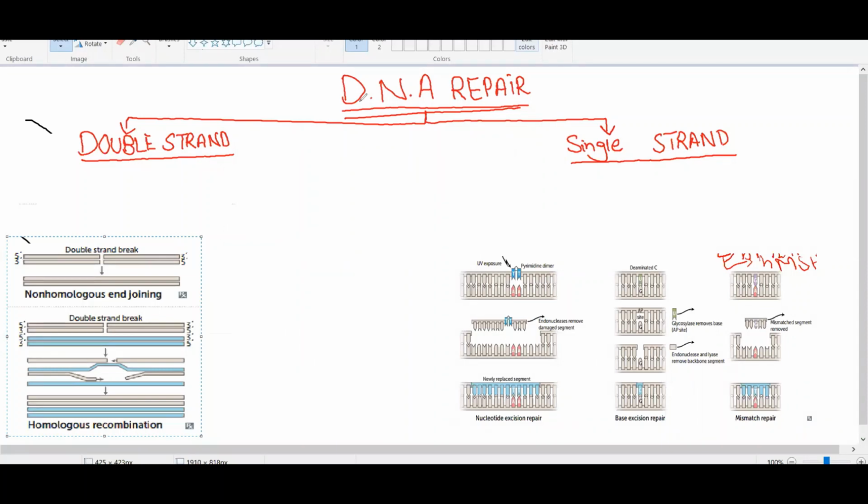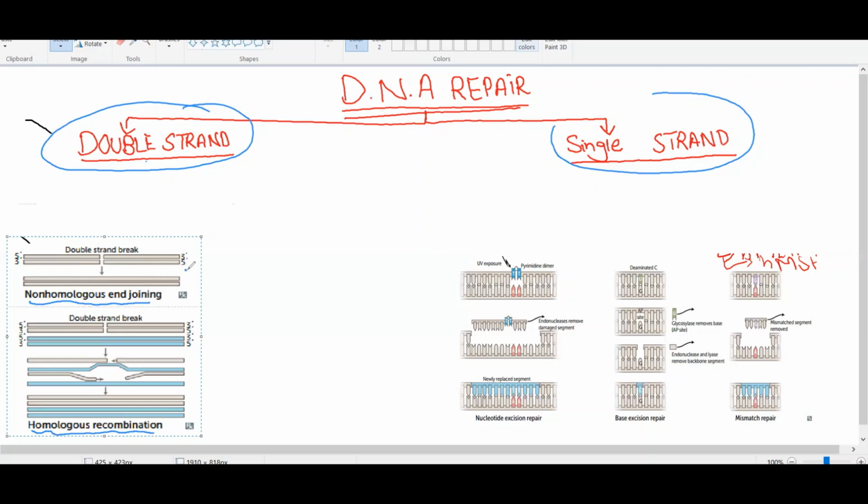We can divide DNA repair into two types. One is double-stranded repair and the second is single-strand repair. Double-stranded repair is further divided into two types: non-homologous end joining and homologous double-stranded DNA repair. So what happens in the non-homologous end joining repair of the DNA? Here the two ends of the DNA fragments are brought together and joined.